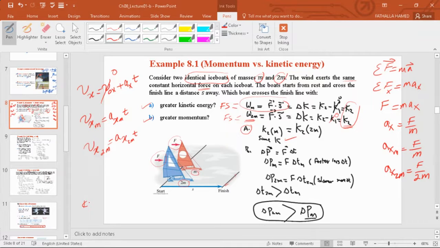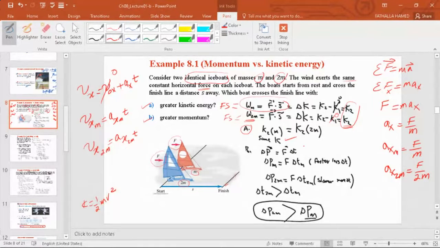But you know that kinetic energy is equal to 1/2 mv squared. So you know right away that the one with the 2m mass will have a lower speed when it gets to the finish line. And if it has a lower speed, that means, and you look at the acceleration, it will have a longer time as well to get there.